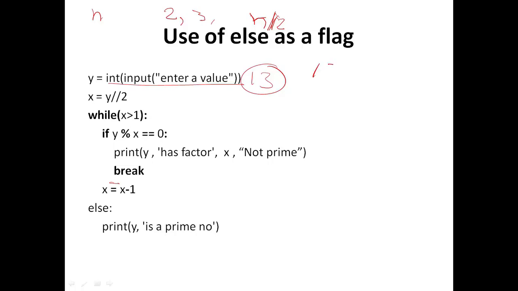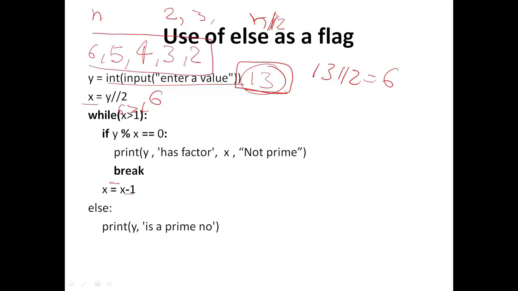So 13 floor division 2 gives me the answer 6. So the value of x will start from 6. First we will check this condition, 6 is greater than 1. Here the objective is to check whether 13 is prime or not. So we are going to check whether 13 is divisible by 6, then we reduce the value, so we check with 5, then 4, then 3, then 2.